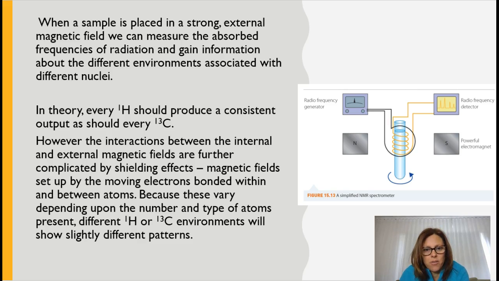So in theory, every hydrogen should produce a consistent output, as should every carbon-13. However, that doesn't actually happen because there's a number of shielding effects that happen within the atom as well. So magnetic fields will vary between different atoms because we've got electrons that also have spin around the outside, providing a shielding effect to the nucleus from that external field.